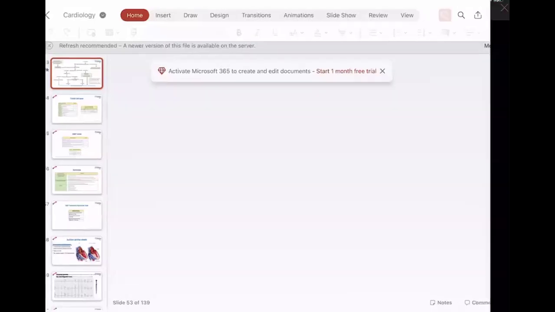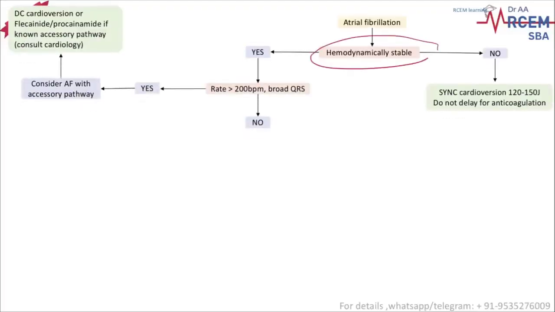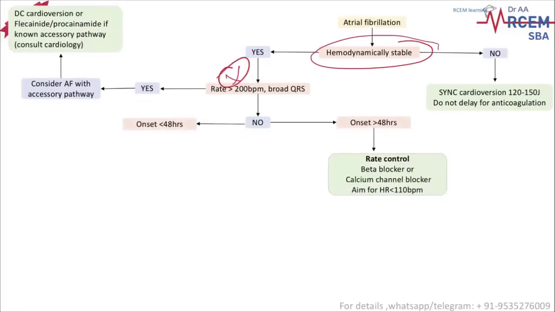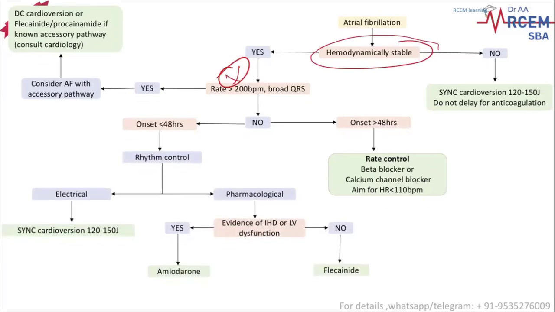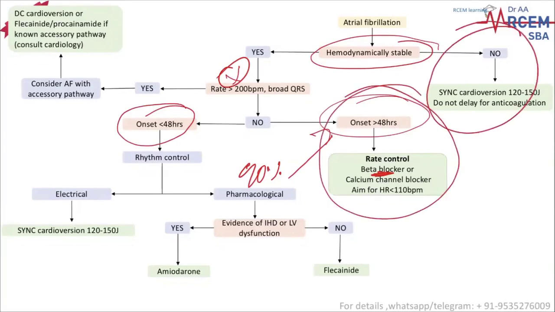Most of the time in the exam, they will not be testing on hemodynamic stability. They will be testing on the duration: less than 48 or more than 48 hours. 90% of the time, the patient usually presents with more than 48 hours, or is a known case of AF, or has recurrent episodes of AF. Then you will be doing rate control. So this is what is tested in the exam.